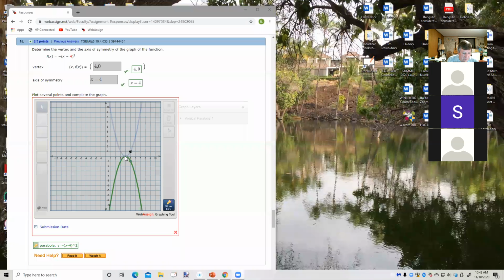So if we go back here, we can see the green graph. We've got the vertex and then (5, -1), and that would give you the correct graph. All right, any questions on that before I go on to number 17?